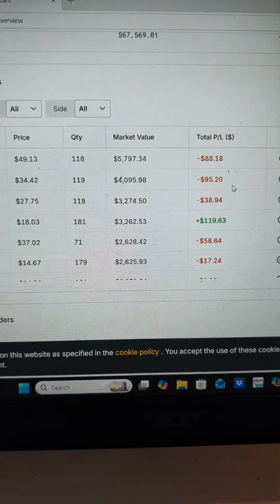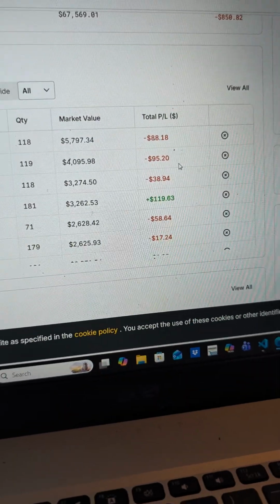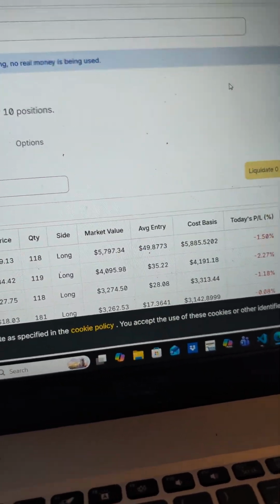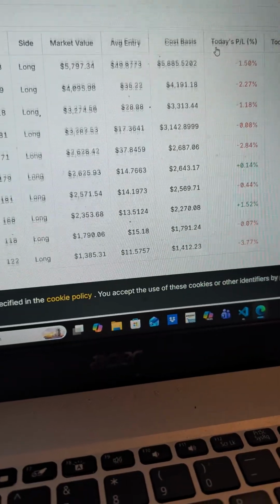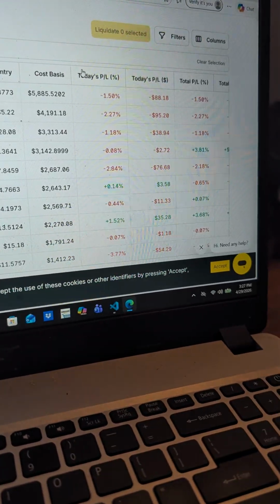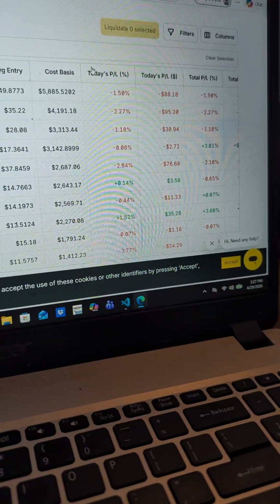But this is the most cost-effective way for me to be able to justify even being in the stock market. Most days are not this red, but we are red today.